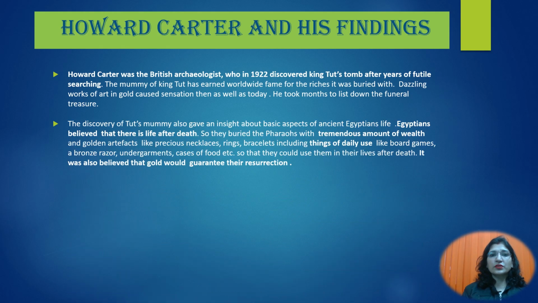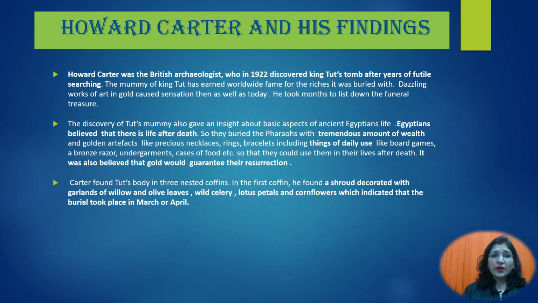The discovery of Tut's mummy also gave an insight into basic concepts and aspects of ancient Egyptian life. Egyptians believed that there is life after death. So they buried the pharaohs with a tremendous amount of wealth and golden artifacts like precious necklaces, rings, bracelets, and so on, including things of daily use like board games, a bronze razor, undergarments, cases of food, and so on, so that the king could use them in his life after death. It was even believed that the gold would certainly guarantee their resurrection.